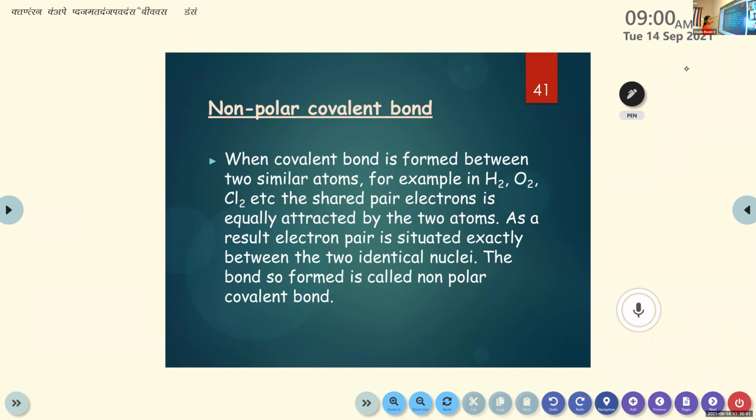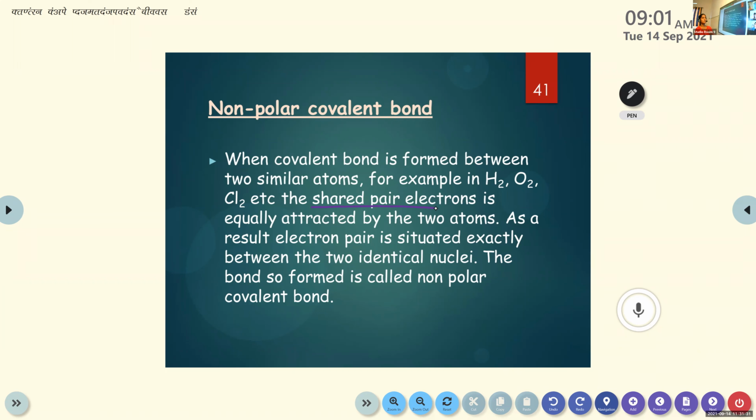In the case of the non-polar covalent bond, when a covalent bond is formed between two similar atoms, for example H2, O2, chlorine, etc., the shared pair of electrons is equally attracted by the two atoms because the two atoms will contribute their own electrons for sharing, right? Each atom will contribute their own electron. So the shared pair of electrons is equally attracted by the two atoms if the two atoms are the same. As a result, the electron pair is situated exactly between the two identical nuclei. The bond so formed is called non-polar covalent bond.